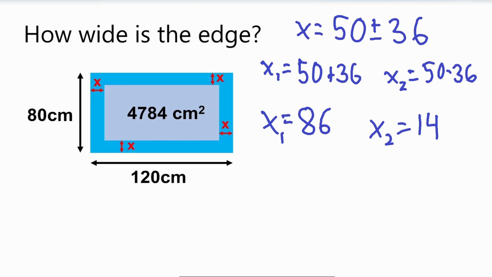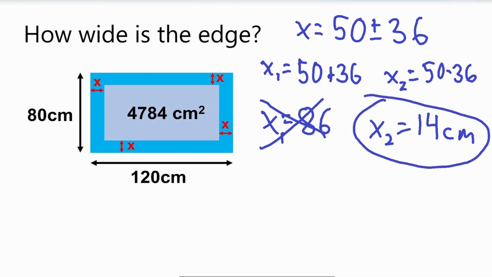So now how do we decide which one's the correct answer? Let's just look at the problem and try to see which one makes more sense. So notice the first solution says that this width is 86 centimeters, but this height here is 80 centimeters, and it wouldn't make sense for this width to be larger than this length here, as you could clearly see, which means this answer does not make sense. Which leaves us with 14 centimeters, which is our answer on how wide the edge is.